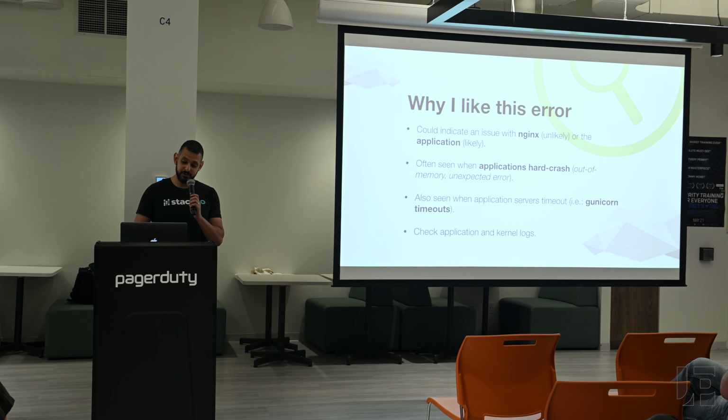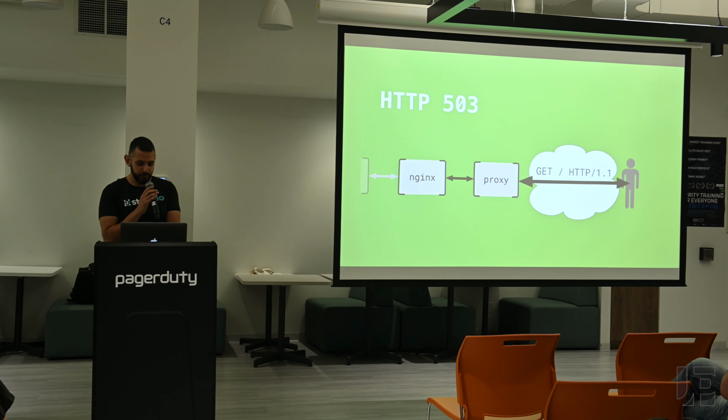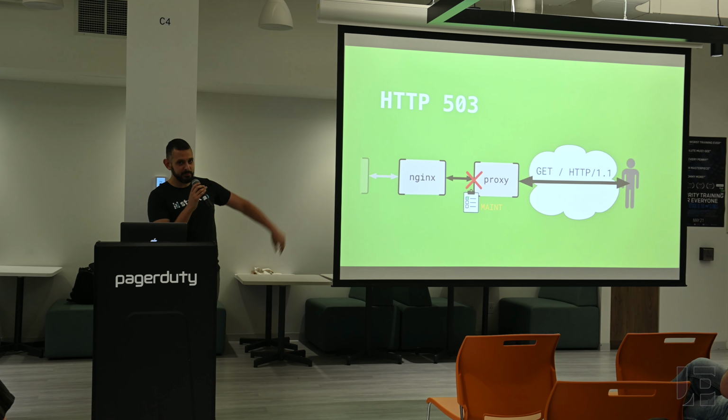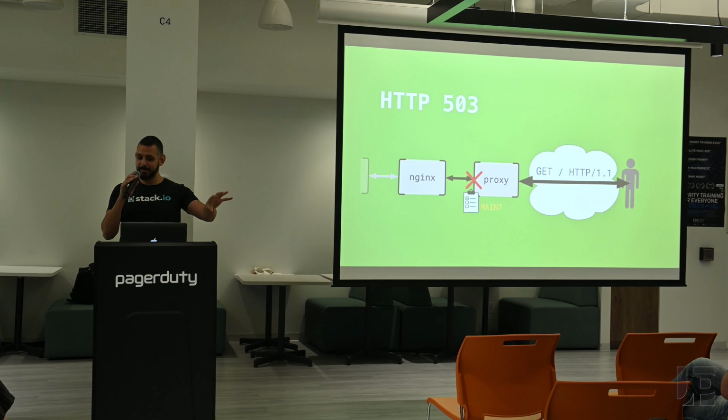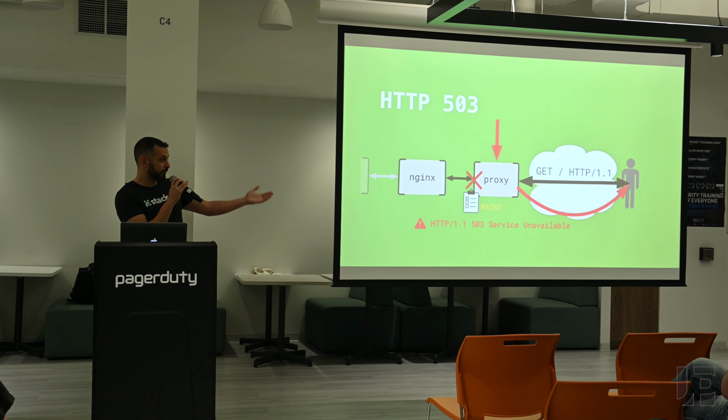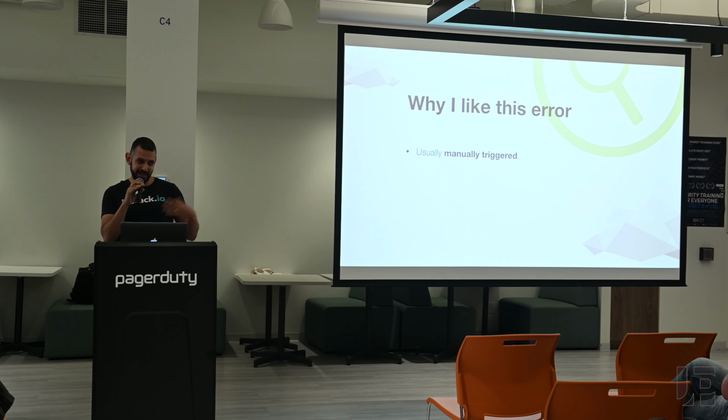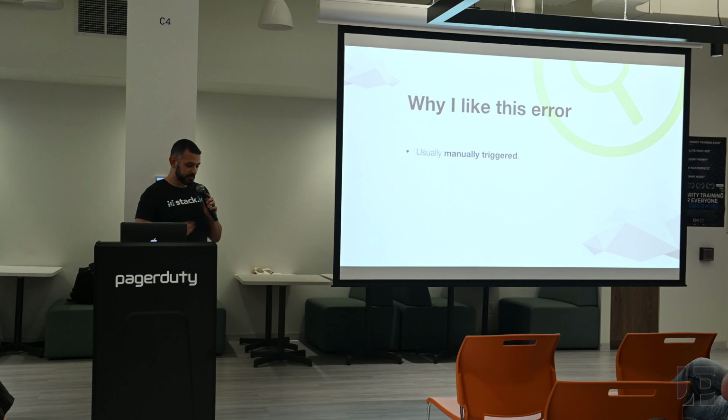Check the application logs, and usually the kernel as well to see if it was out of memory. 503s, very sane one. You put your backend servers into maintenance mode because let's say you're running some large database migration. If you have no servers to serve up content, it's going to throw 503s to any request coming through. Very, very sane one because it's usually manually triggered by a human most of the time.